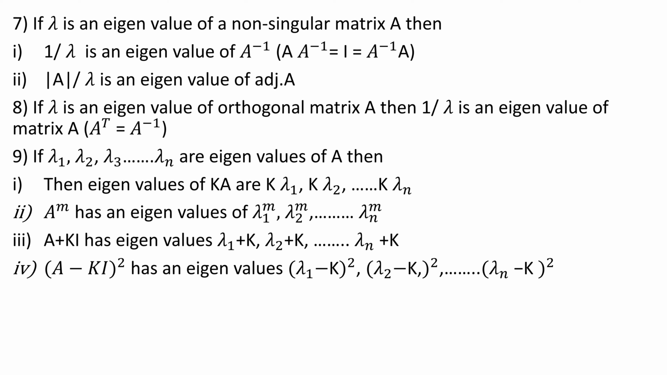And suppose if lambda 1, lambda 2, lambda 3 and so on, lambda n are eigenvalues of matrix A, then A power m has eigenvalues lambda 1 power m, lambda 2 power m and so on, like lambda n power m. And in the same way, A plus k has eigenvalues lambda 1 plus k, lambda 2 plus k and so on, like lambda n plus k. And last point is (A minus k) whole square has eigenvalues (lambda 1 minus k) whole square, (lambda 2 minus k) whole square and so on, like (lambda n minus k) whole square.